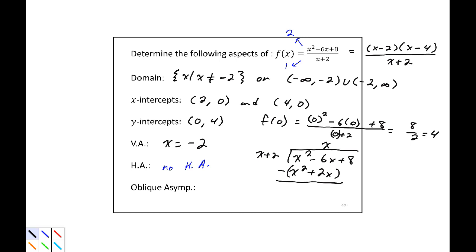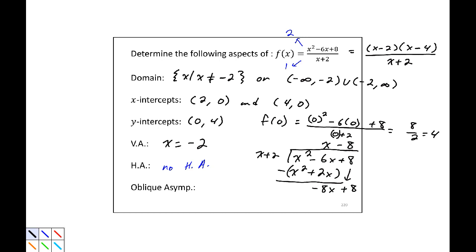x squared minus x squared is 0x squared. Negative 6x minus 2x would be minus 8x. And we'll bring down the plus 8. Because we have a minus 8x, we'll say x times negative 8 would be negative 8x. So now our quotient is x minus 8.